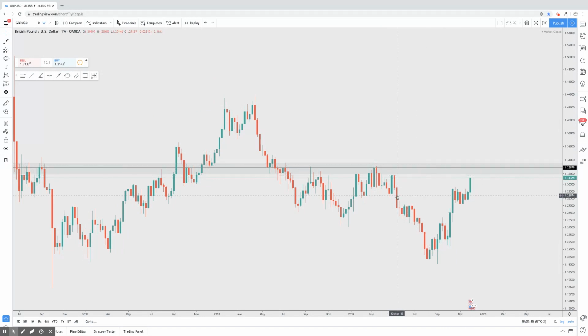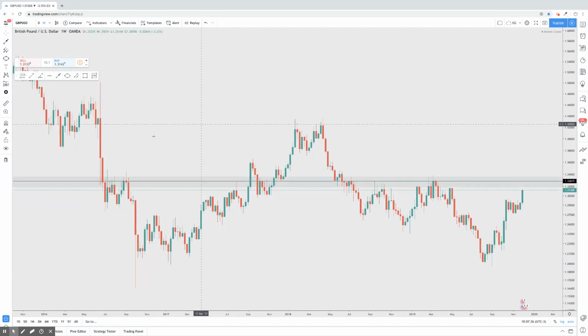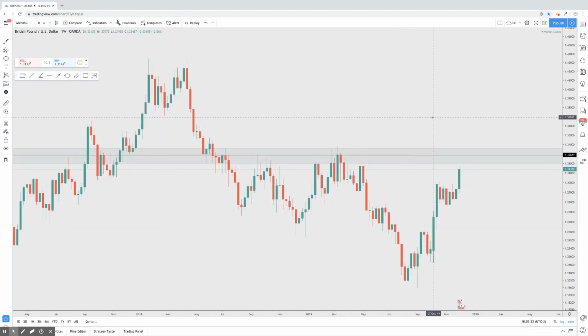Now what you want to do when you find a resistance area or a key level is go back and make sure price touched it multiple times. The more times, the better. And also the more recently it touched, the better as well. So this is obviously a nice key zone that we're looking at here. This is where we're going to look for potential overbought conditions.